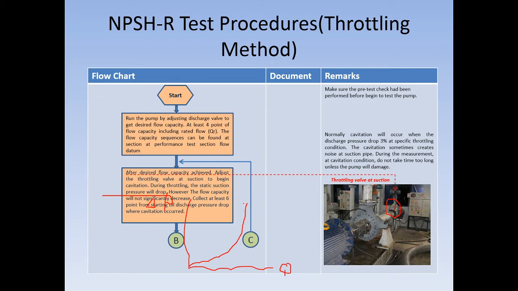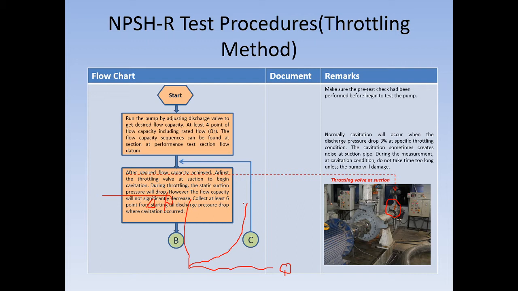So from this point of view, by this method of throttling, you can control how much pressure you want after the valve. For example, you start the pump at 100 meter cubic per hour. First you open the suction valve fully. Okay, it's flowing 100 meter cubic per hour.